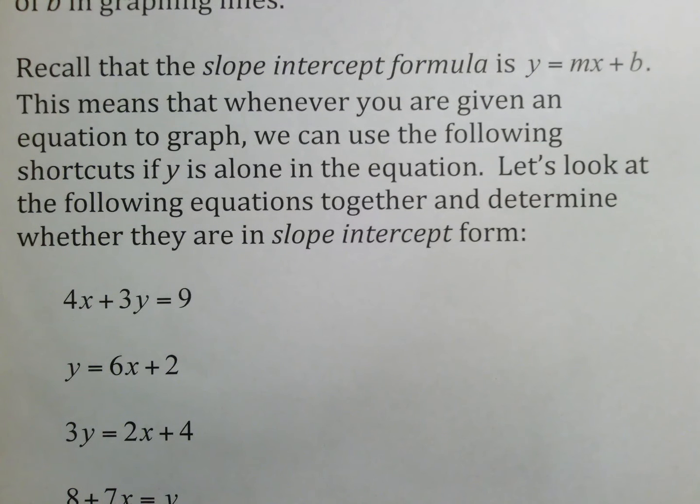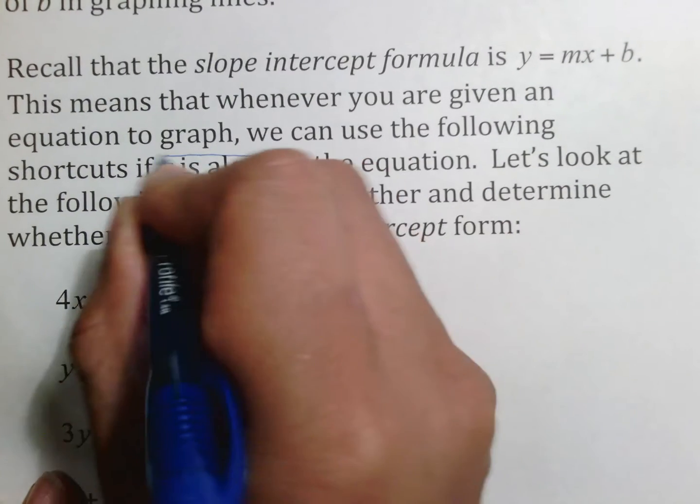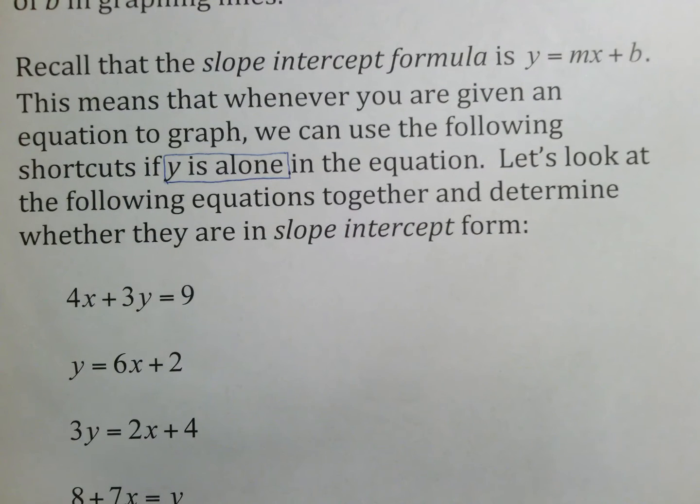Recall the slope-intercept formula is y equals mx plus b. This means that whenever you're given an equation to graph, we can use the following shortcuts, and that's only if y is alone. Again, mark that in your notes for yourself. But y has to be alone in the equation.